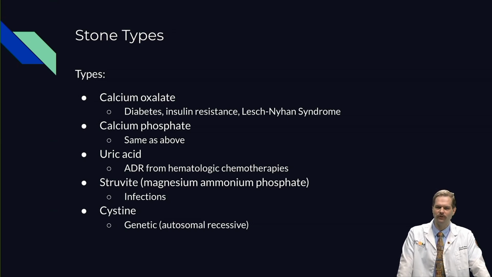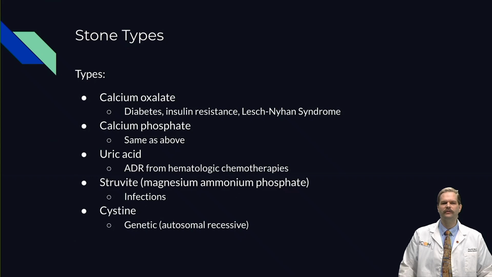Uric acid stones may arise as an adverse drug reaction for chemotherapy patients being treated for either leukemia or lymphoma. Struvite stones, also known as magnesium ammonium phosphate stones, are associated with infections. Cysteine stones are genetic, and the inheritance pattern seen in patients is autosomal recessive. In patients with these genetics, higher levels of cysteine are seen in the urine than those without.